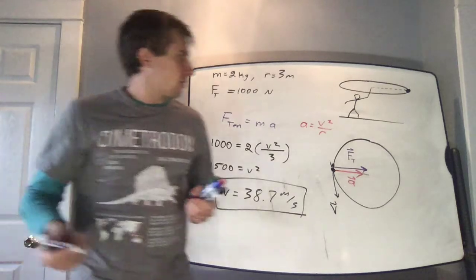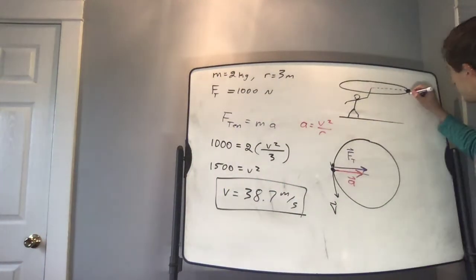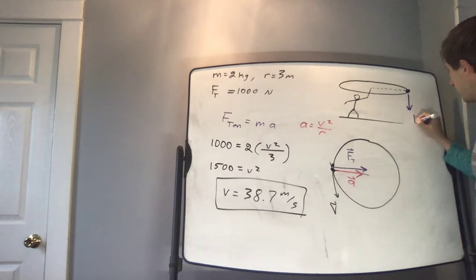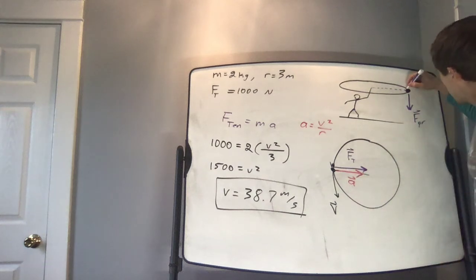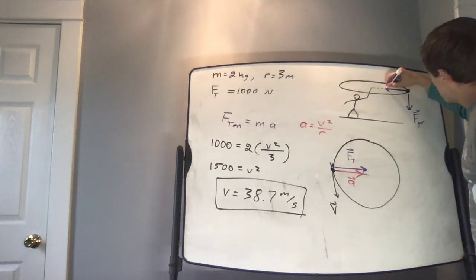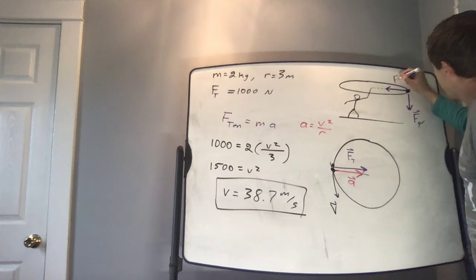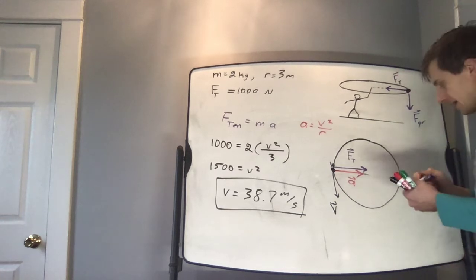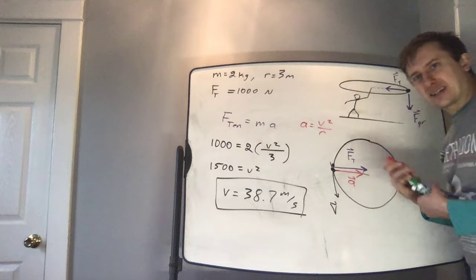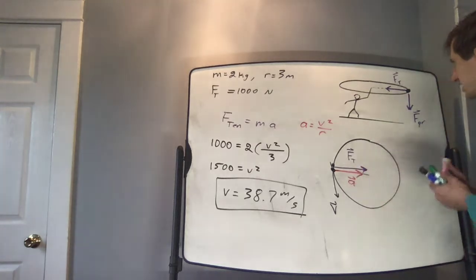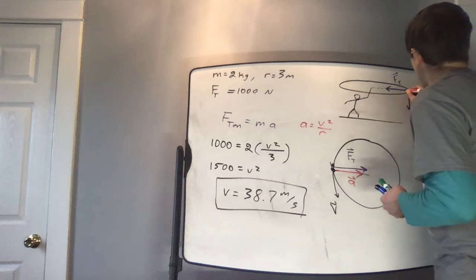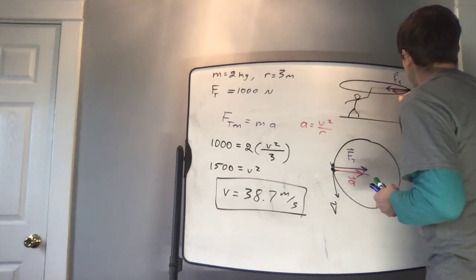So I could say there is a force of gravity pulling the rock straight down. I'll call that F gravity. And again, we have our tension force like before. So I have a tension force pulling this way, F tension. Now, we said the acceleration of the rock is inward towards the center of the circle. So here's the acceleration of the rock.